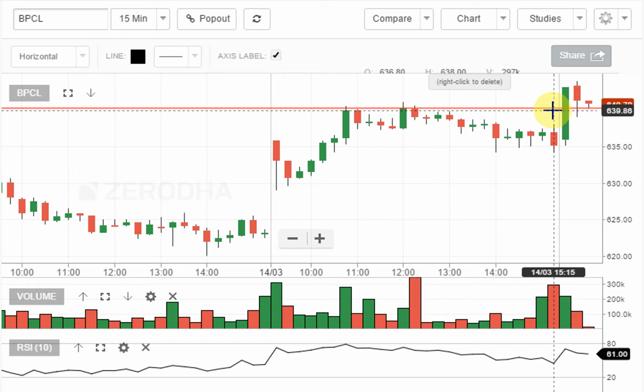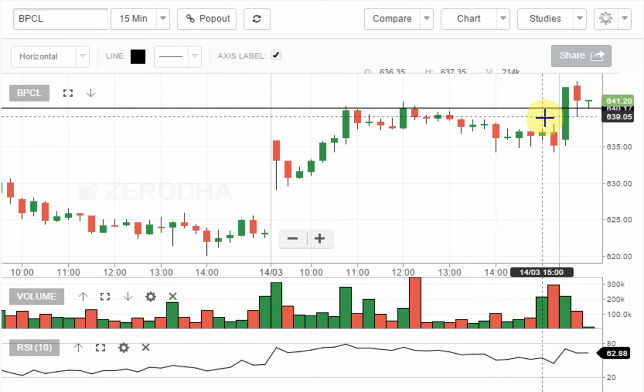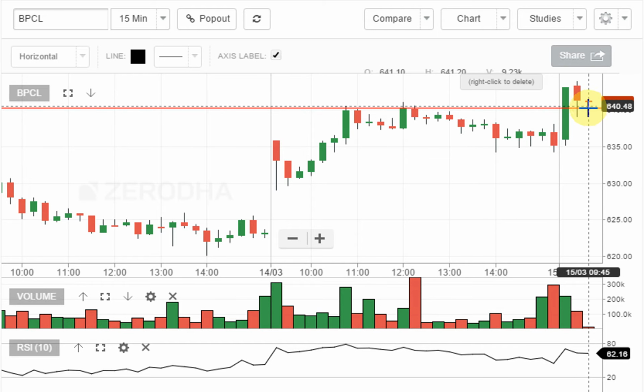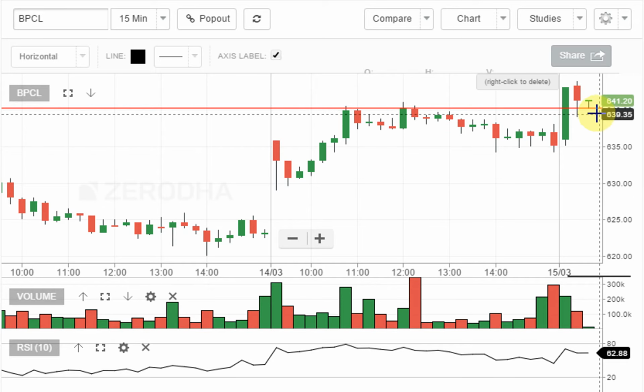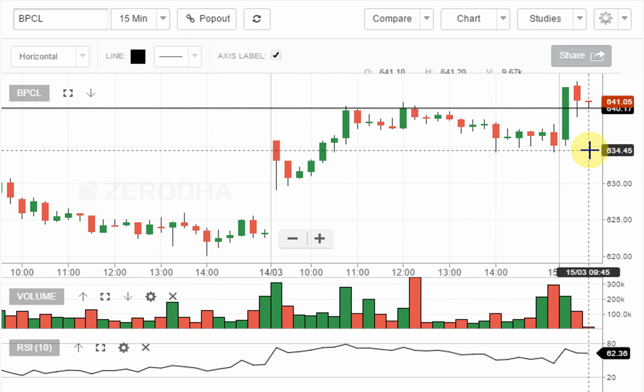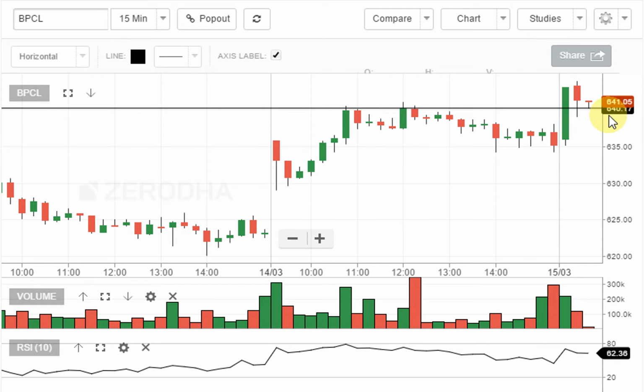So this is one condition where you can go long. We'll take a long position here at 640, because 640 is the resistance level of BPCL. Okay, just hold on. We'll take 100 quantities at 640, one level. Order placed, perfect.